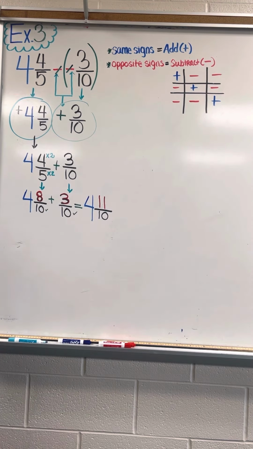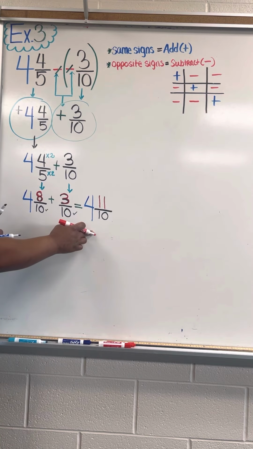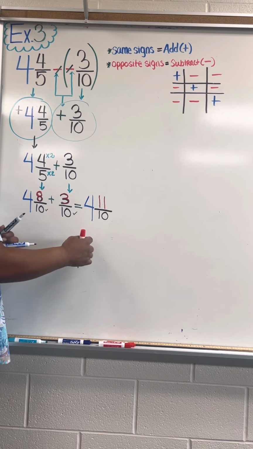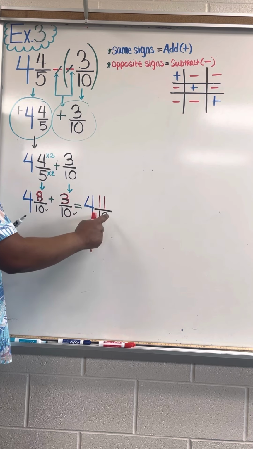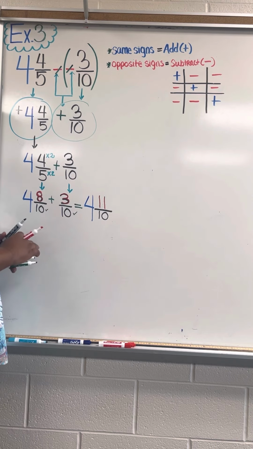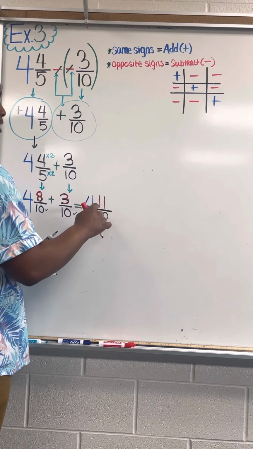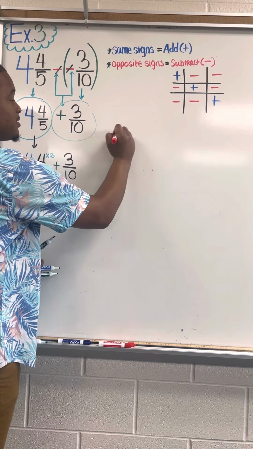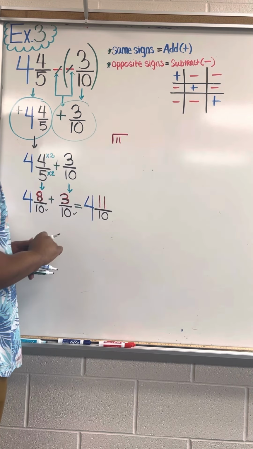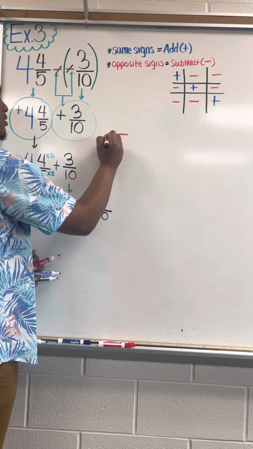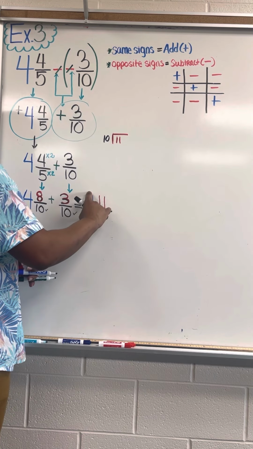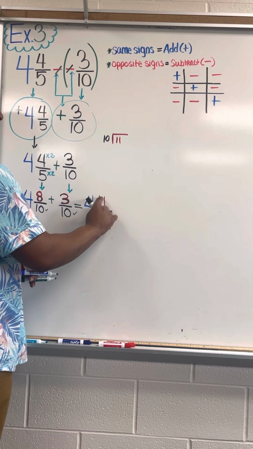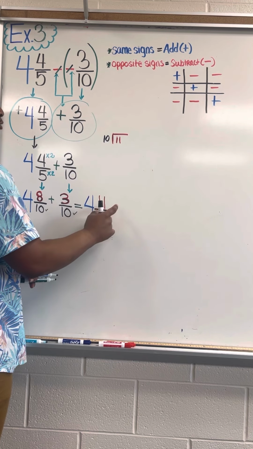So now I have 4 and 11 over 10, right? But this fraction is not in its truest form because it's improper, okay? I want to change it to a proper fraction because I need the numerator to be smaller than the denominator, right? So what we need to do is divide the numerator, which is 11, by the denominator, which is 10, to see how many wholes are going to come out, right? Because 4 is a whole number.